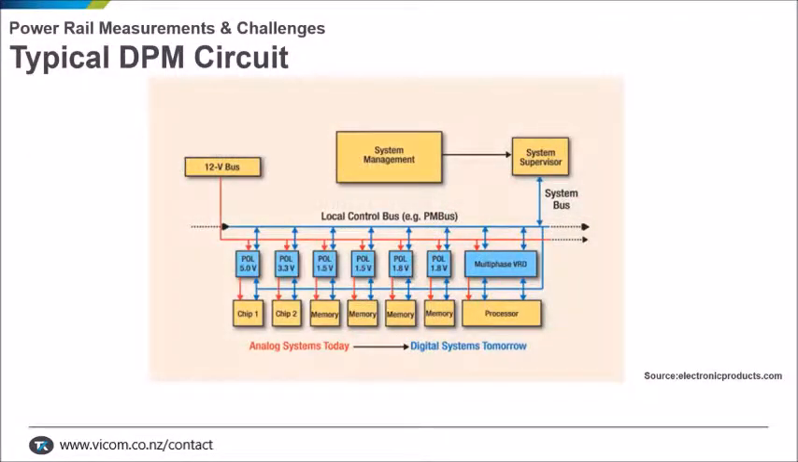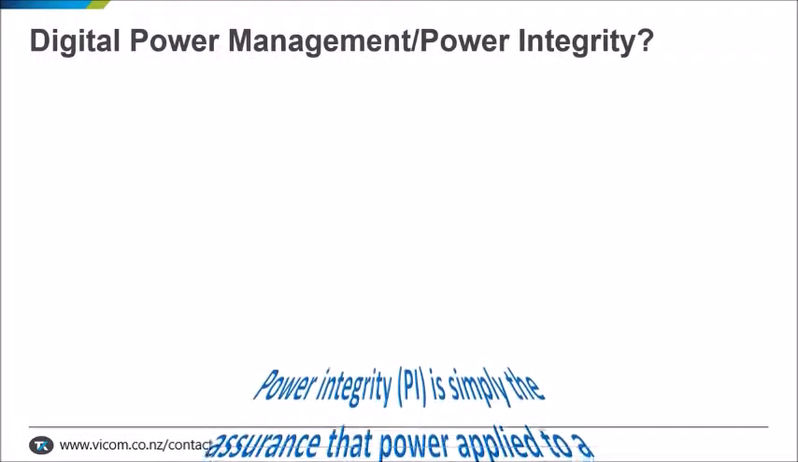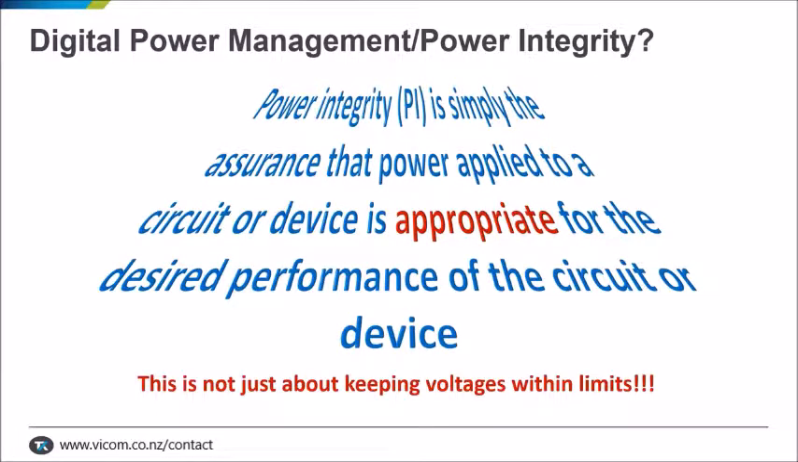Today we are going to talk about the new solution we have introduced, the Digital Power Management solution for enabling power rail designs. A typical power rail circuitry would look something like this, which has multiple power rails to be verified, tested, validated, and designed. Digital power management or power integrity is simply an assurance that the power applied is appropriate.